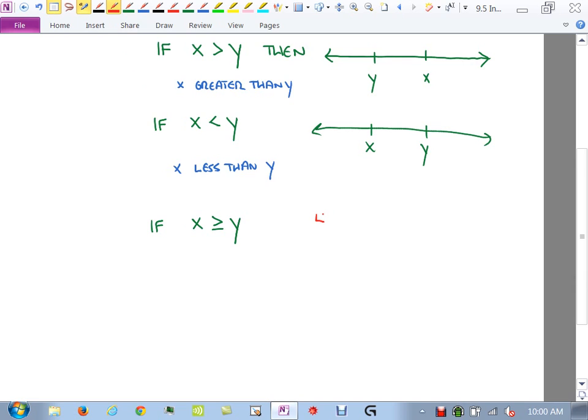Is this true? Is 4 greater than or equal to 3? Is that true or false? That's true. 4 is bigger than 3, right? Is 4 greater than or equal to 4? Yes. 4 is not bigger than 4, but 4 is equal to 4. So that's true, right? Is this true? 4 greater than or equal to -5?